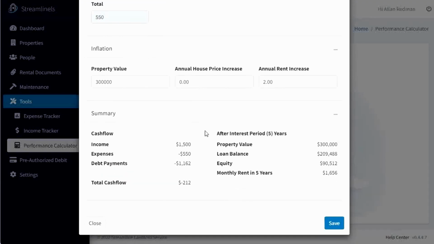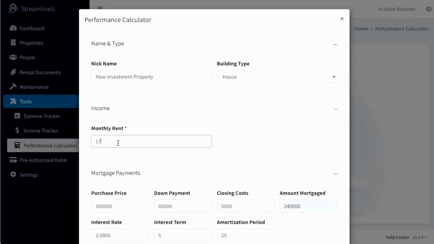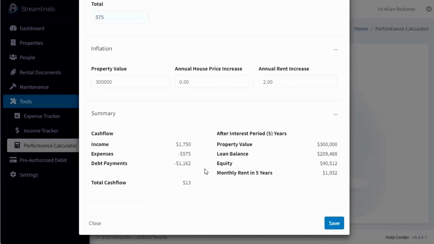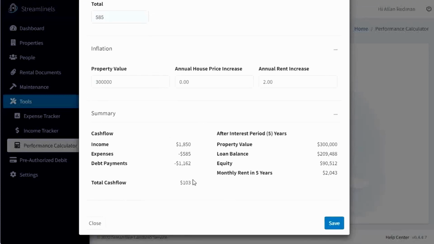Now down here we can see our cash flow. Of course I just put in random numbers here, so maybe that won't work out so well, but at $1,500 a month rent, we've got $550 in expenses plus $1,162 in mortgage payments. Our total cash flow is actually negative $212. Well, that's no good, so we'll just go ahead and, if only it was this easy in real life, raise the rent. Well, that's still not good. Let's say $1,850. Why not? There we go. $100 a month, no problem.